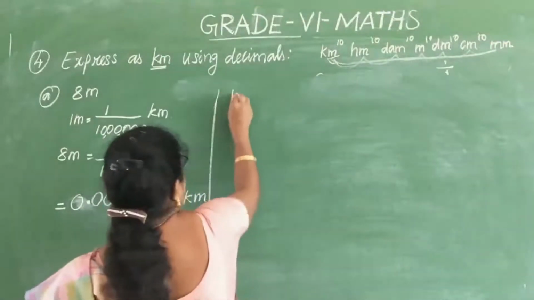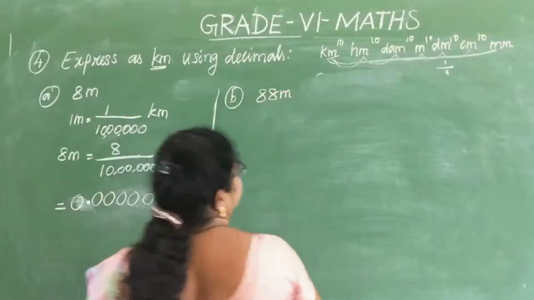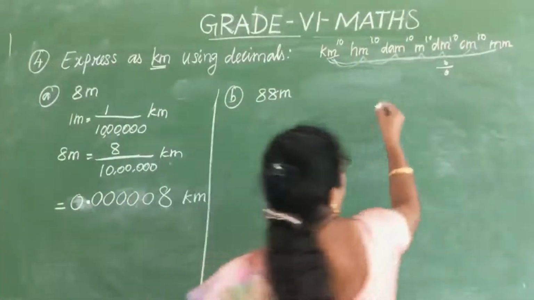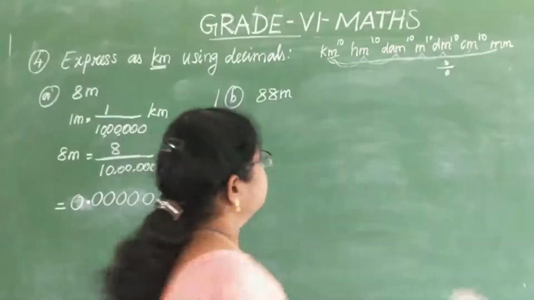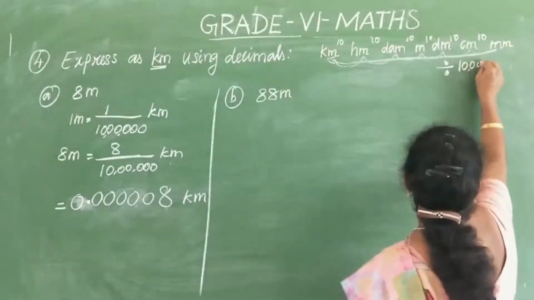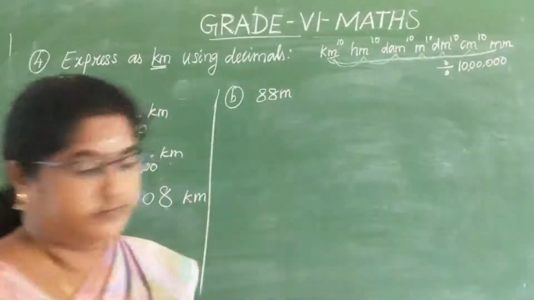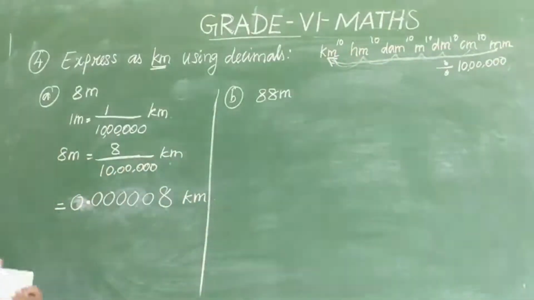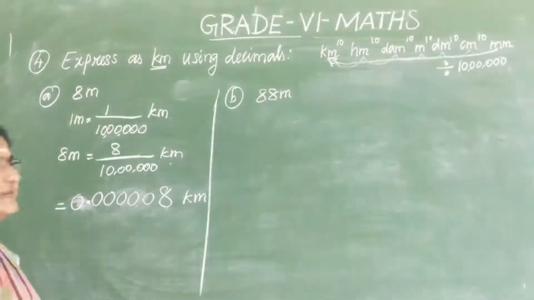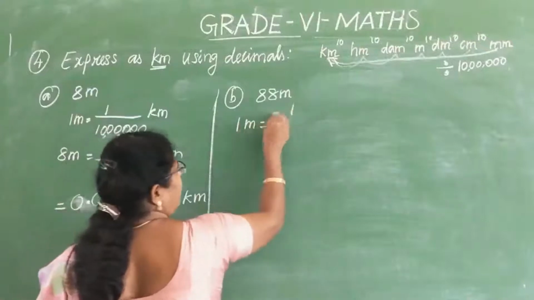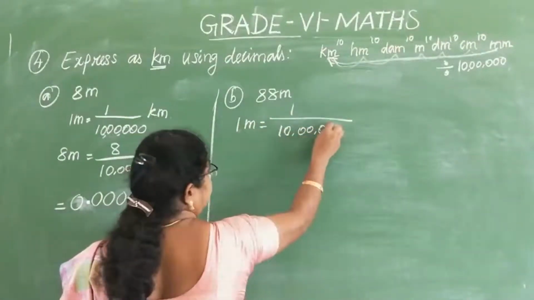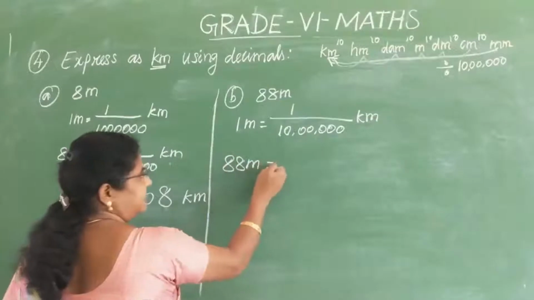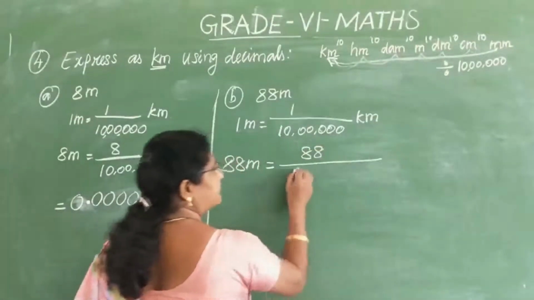Okay, now you can see the next question, 88 meter. We convert from this to this, divided by 10 lakh. So the second question, 88 meter, same way, 1 meter equal to 1 by 10 lakh kilometer. So 88 meter is 88 divided by 10 lakh.